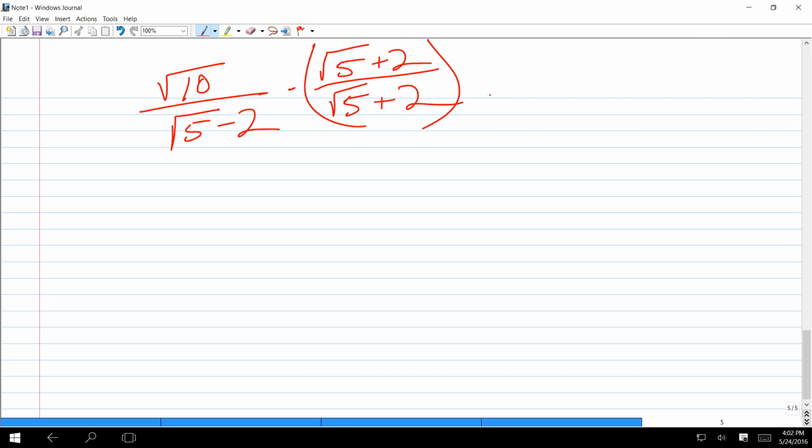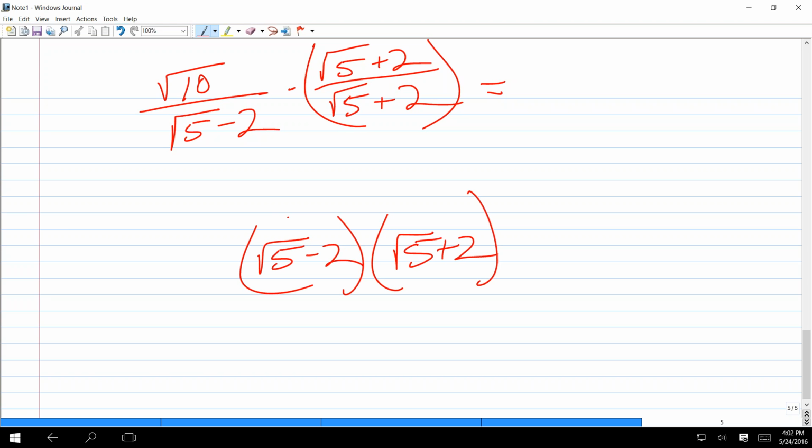Now, let's do the bottom first. What's root 5 minus 2 times root 5 plus 2? The reason I'm multiplying it by the conjugate is it's going to eliminate the radical sign. I'm going to have no radical sign when I'm left over. In other words, if I multiply this by that, do it term by term. This times this is the square root of 25. It's just 5.